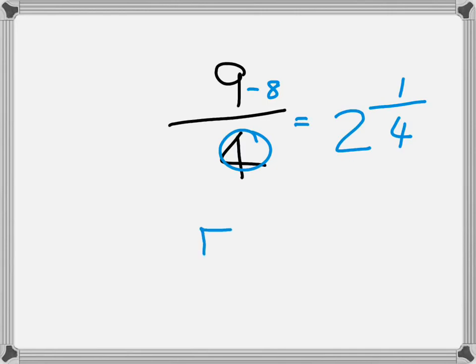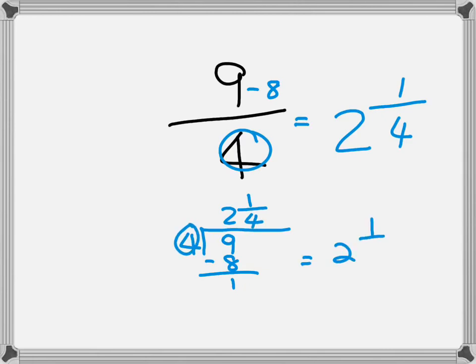Or we can do it the long way. We can put 9 in the box and 4 outside. 4 goes in there twice. 2 times 4 is 8. 9 minus 8 is 1. And then we write the remainder 1 here. But we write it as a fraction as 1 over this divisor outside here, the 4. And we still end up with 2 and 1/4.